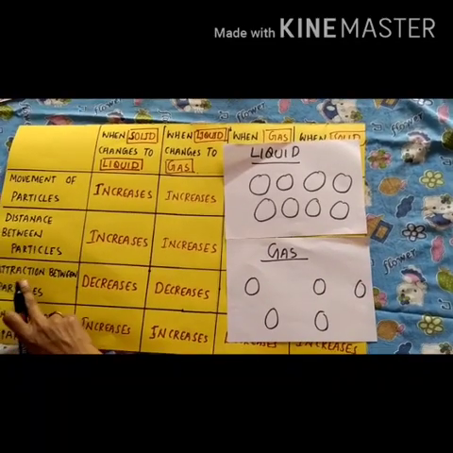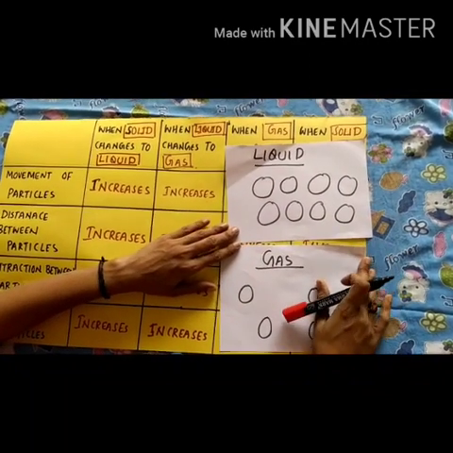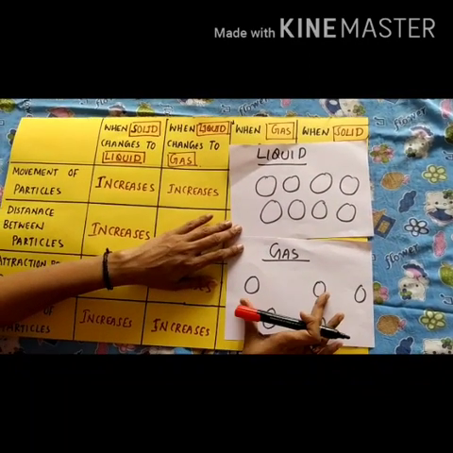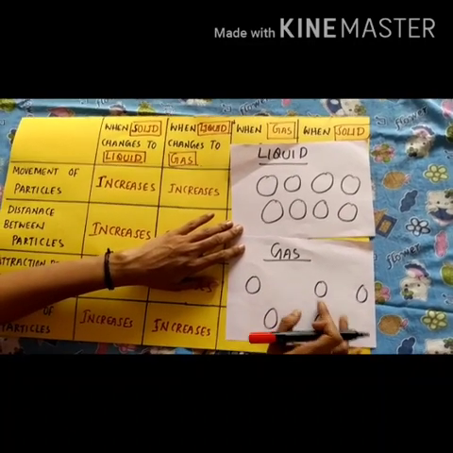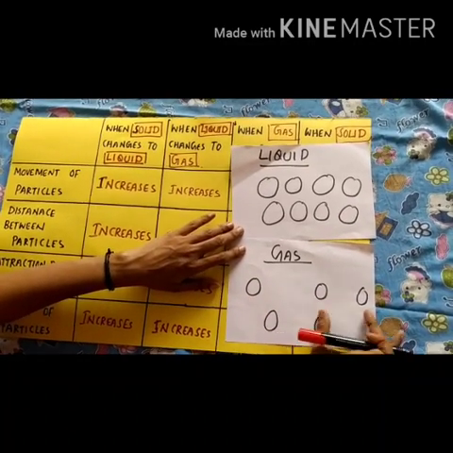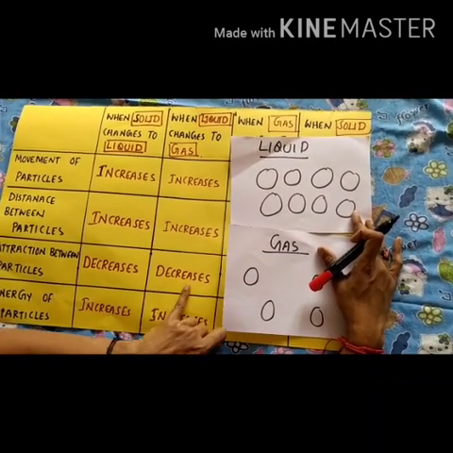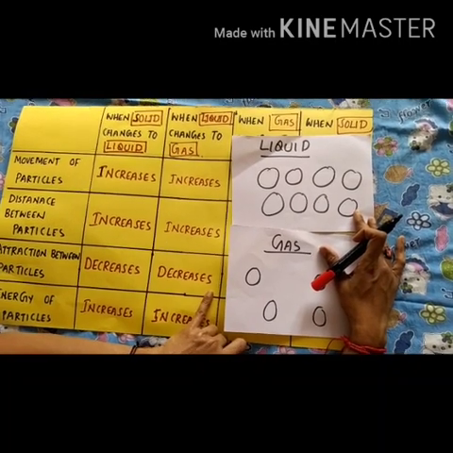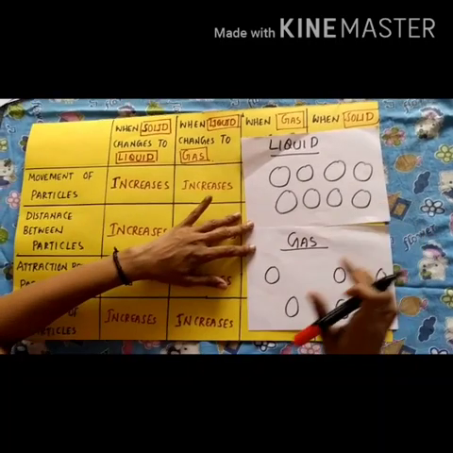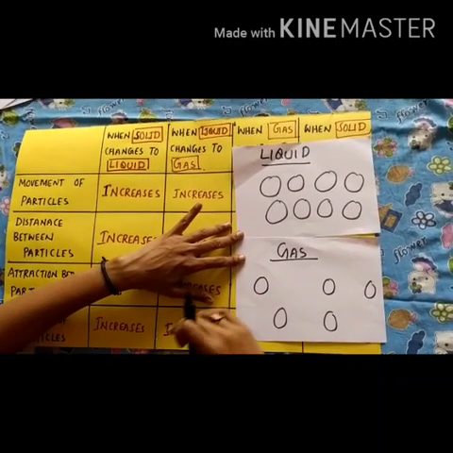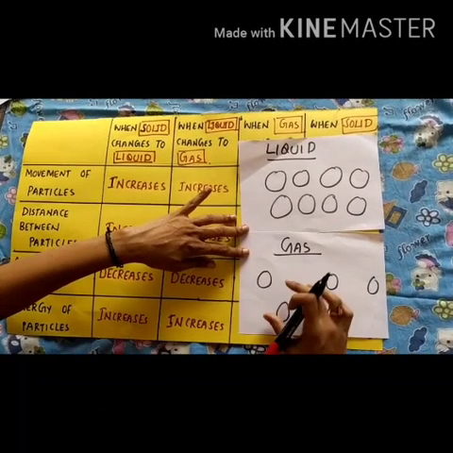The next property is attraction between the particles. What happens to the attraction between the particles? In gas, there is no attraction because they are far apart. So attraction between the particles decreases. The last property is energy of particles. So what happens to the energy of particles? Since there is freedom of movement of particles in gas, energy of particles is very high.